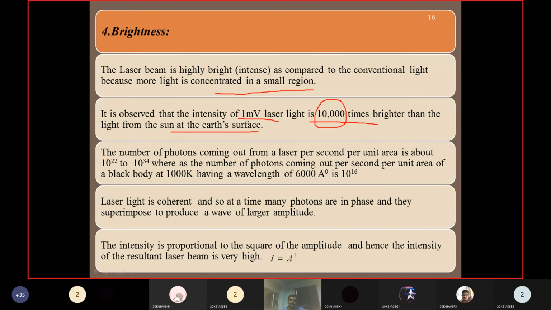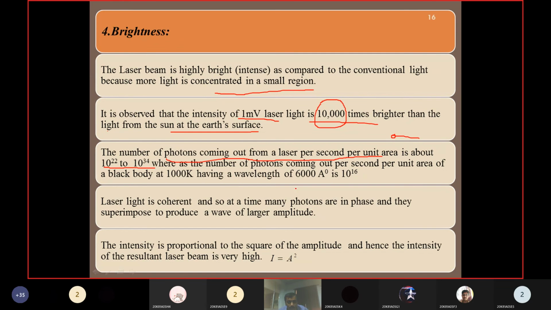Now, another example: the number of photons coming out from the laser per second per unit area is approximately 10 to the power of 22 to 10 to the power of 34. If you take a small unit area, in that area per second that many photons will be emitted. All those photons will move in the same direction, which is another discussion.